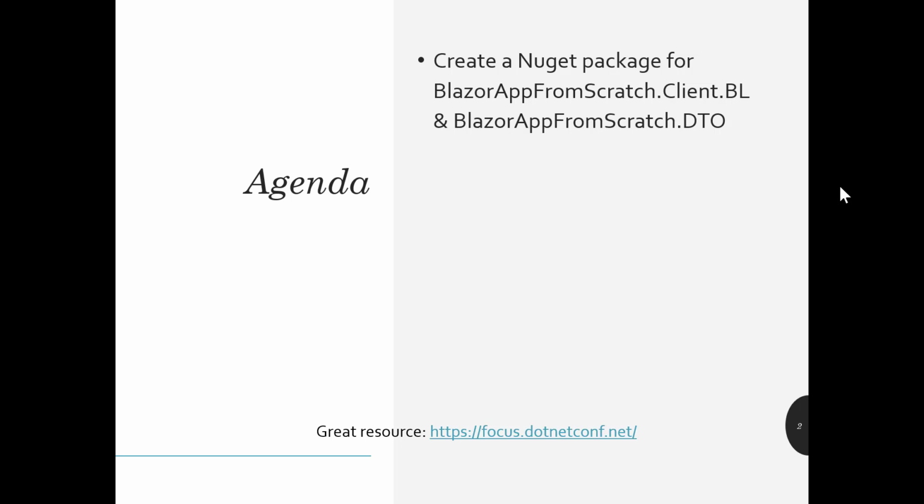And in order to do that, the first thing I want to do is create a parameter-based constructor for Client.BL so we can pass in the URL. And I'll show you how to do that. And then we'll create a local Nuget feed, and then we'll include that in our BlazorAppFromScratch WASM standalone file so that you can see how it's used.